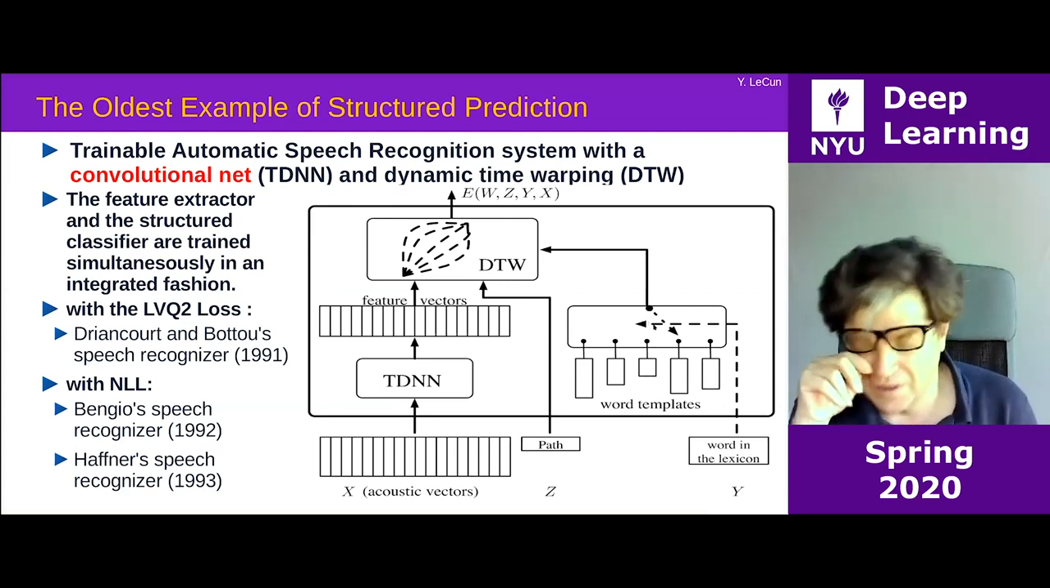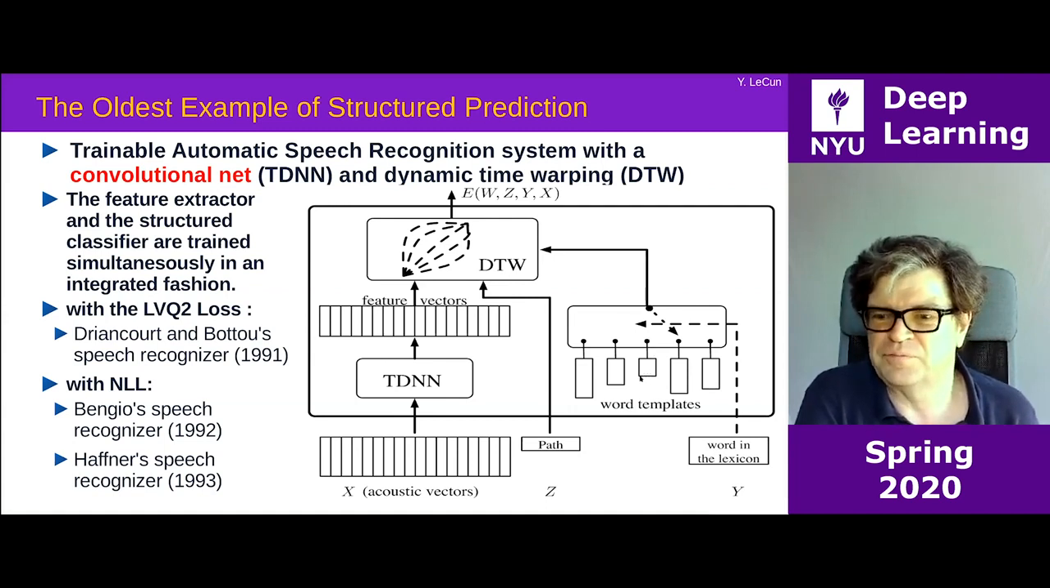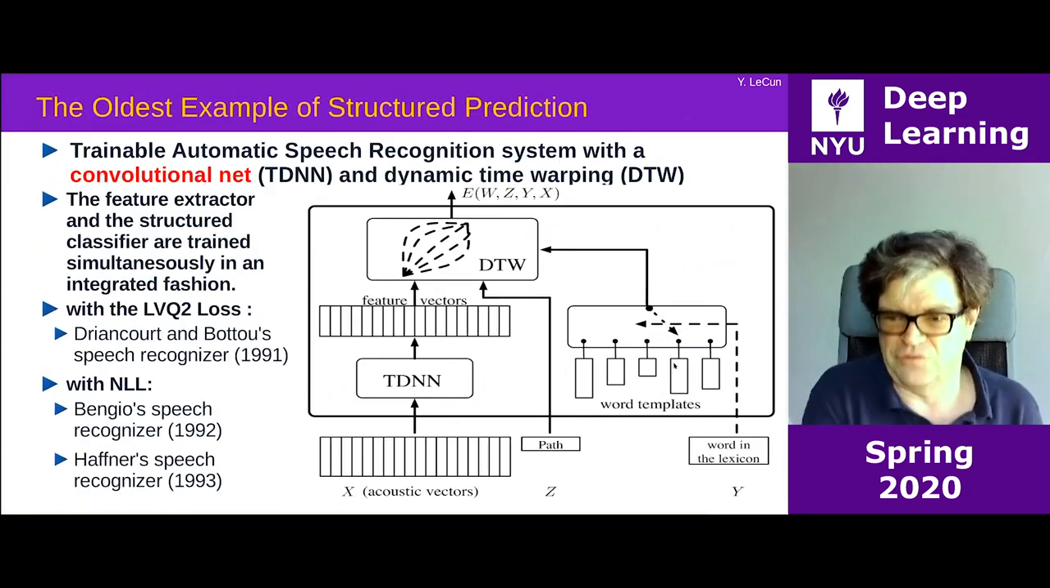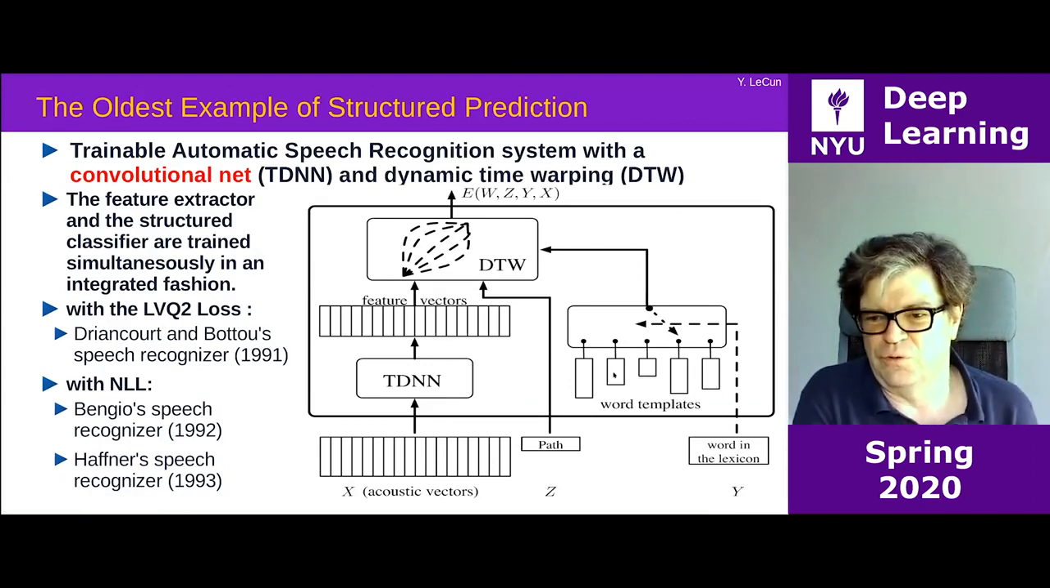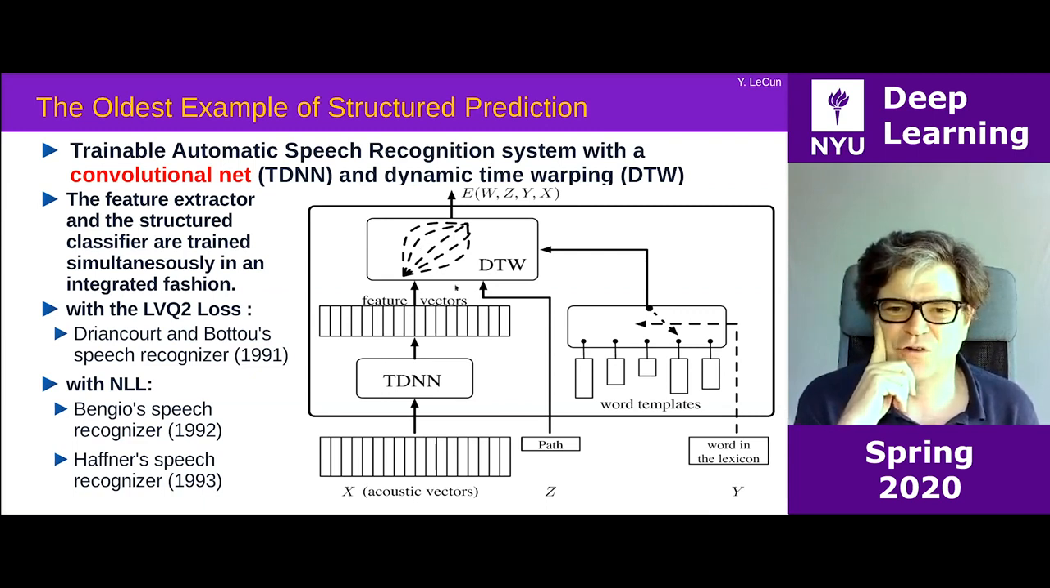For training, this is a latent variable model, essentially. And what you need to do is make the energy for the correct answer as small as possible and make sure the energy for the incorrect answers is larger. So let's imagine the correct answer is this word here, the second last one, that corresponds to category 3, for example. So we know the correct answer is 3. What we need to do now is change the word template a little bit so that it gets closer to the feature vector sequence, and then change the feature vector sequence so that it gets closer to the template.